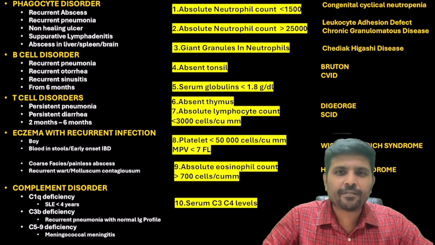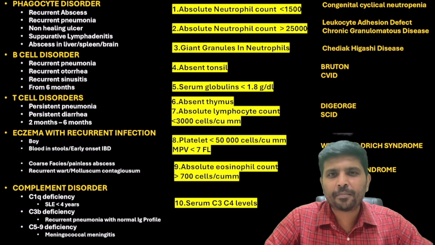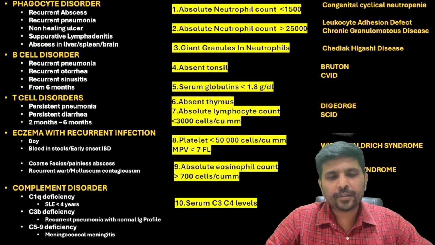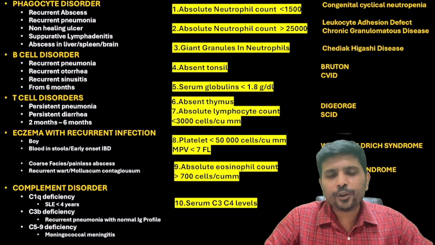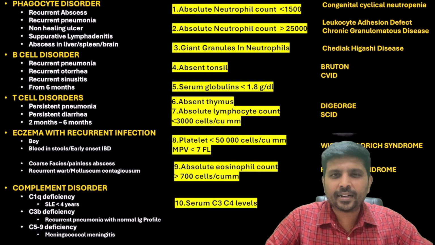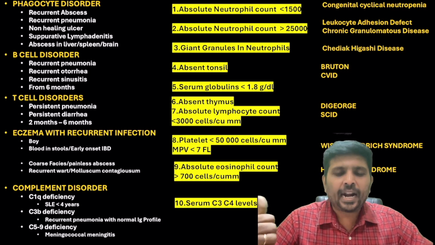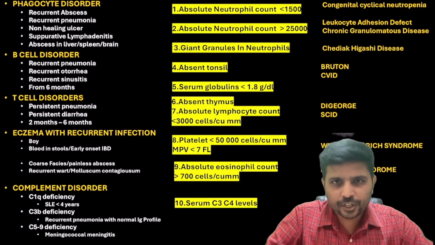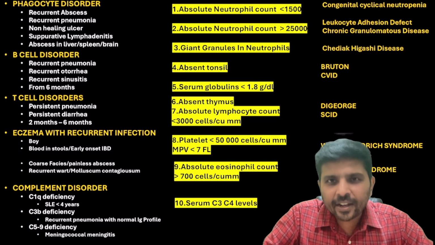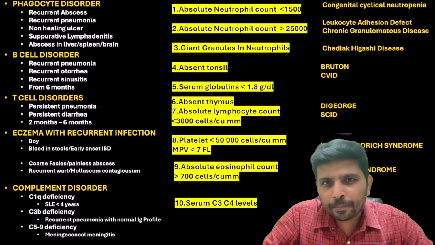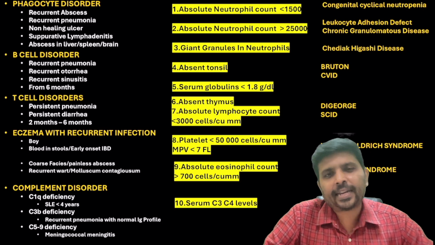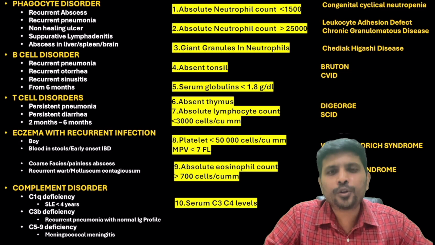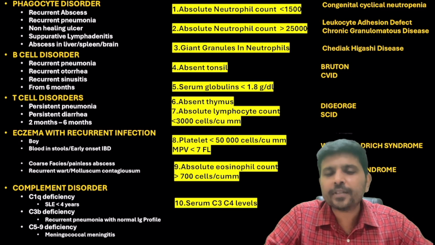Microthrombocytopenia, platelet less than 50,000 cells per cubic millimeter, along with an MPV of less than 7 femtoliter. Eczema with eosinophil count of more than 700 cells per cubic millimeter, and finally C3, C4 levels. These 10 investigations can be done even when you are in an upgraded PHC. So this is the take-home message from this step 1 video towards inborn errors of immunity screening.